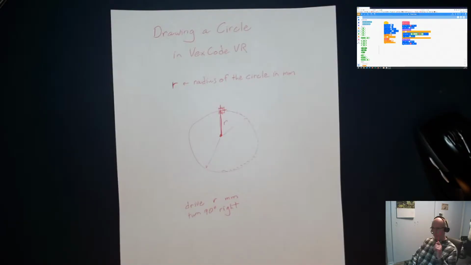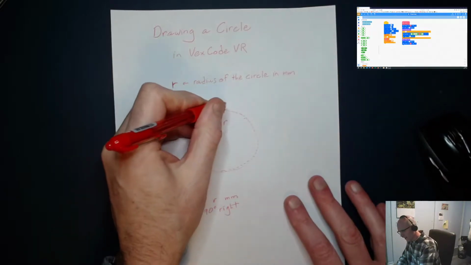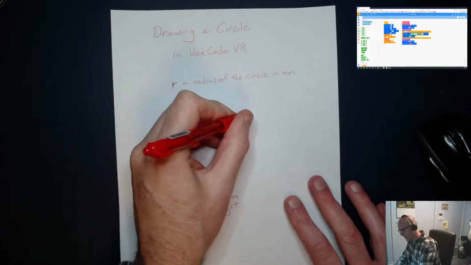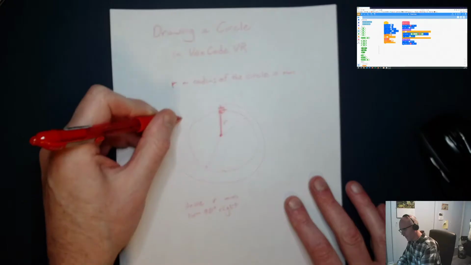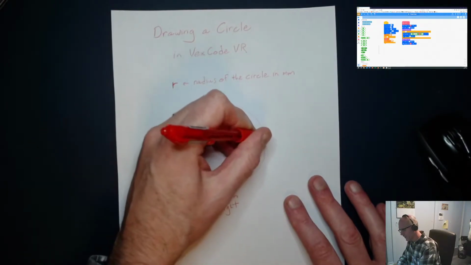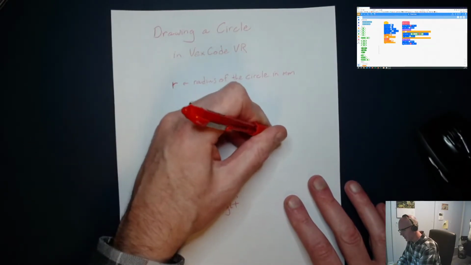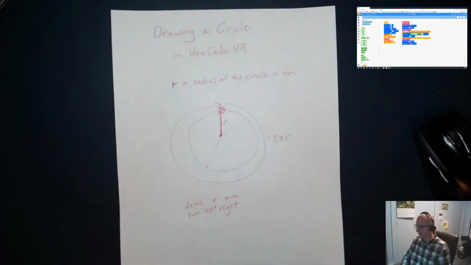This is hopefully not a problem that's causing you a lot of mathematical grief, because we know the circumference of a circle is pi d or 2 pi r. So your entire distance around here equals 2 pi r.